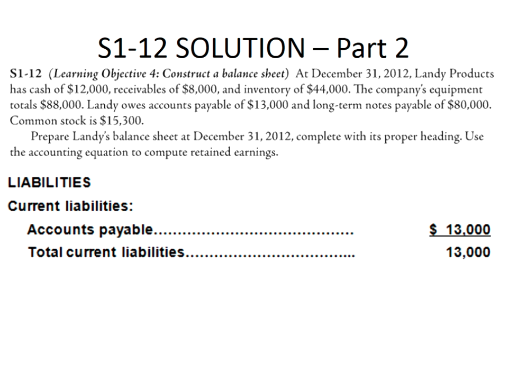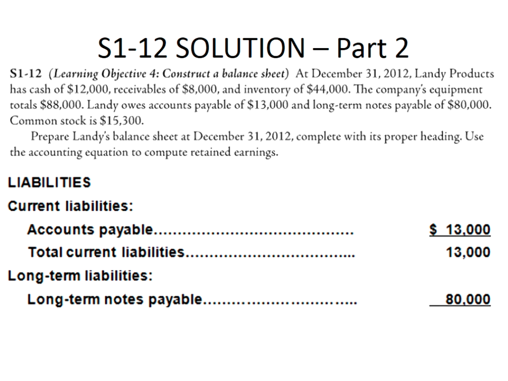Okay, so we have current liabilities. It seems silly to subtotal, but we're subtotaling here to emphasize that these are current liabilities. And then we have long-term notes payable. Whenever you see current and long-term, the distinction is within 12 months, within a year. So our long-term liabilities, we have long-term notes payable, $80,000.